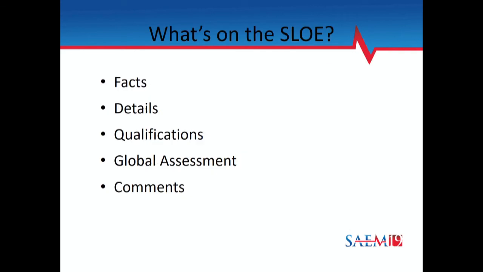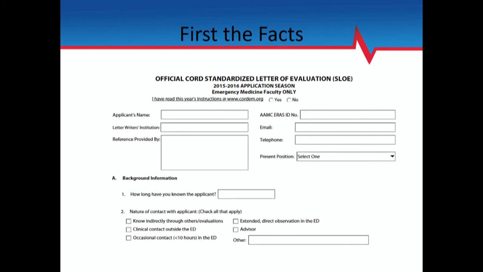So what's on the SLOE? It's divided up into 5 different categories: facts, details, qualifications, global assessment, and comments. And we'll go through each of those in a little bit more detail. Okay, first the facts. This part's pretty straightforward. Your name, your RSID, that sort of thing.